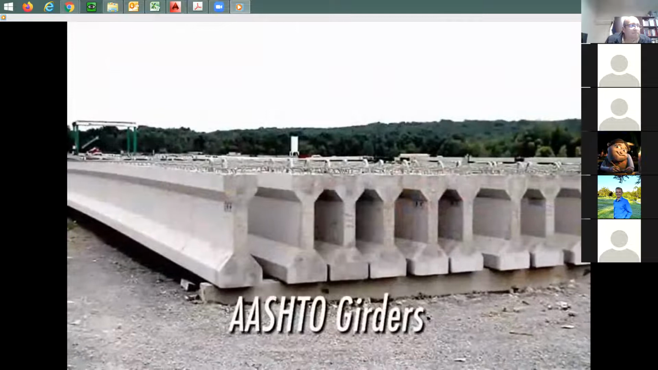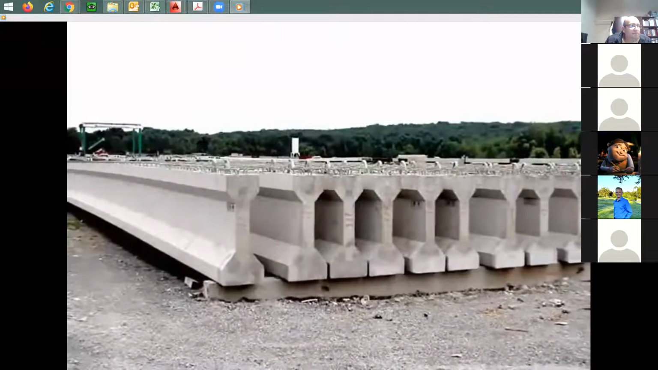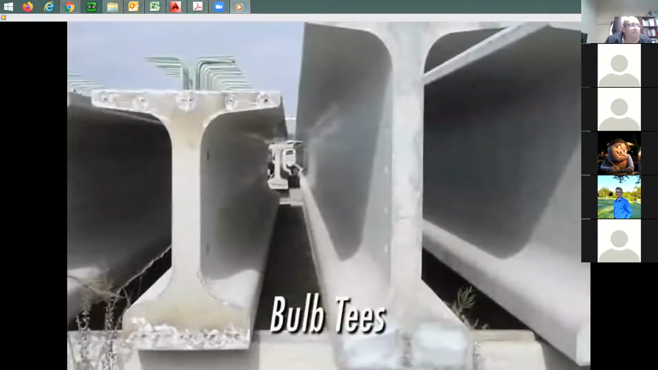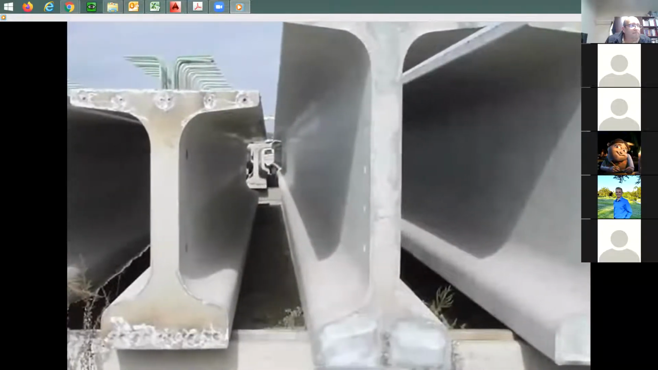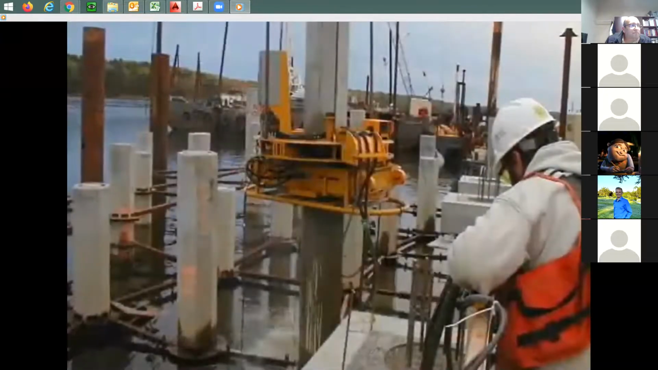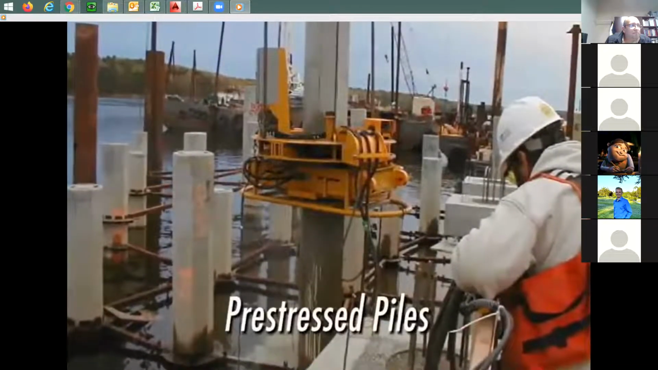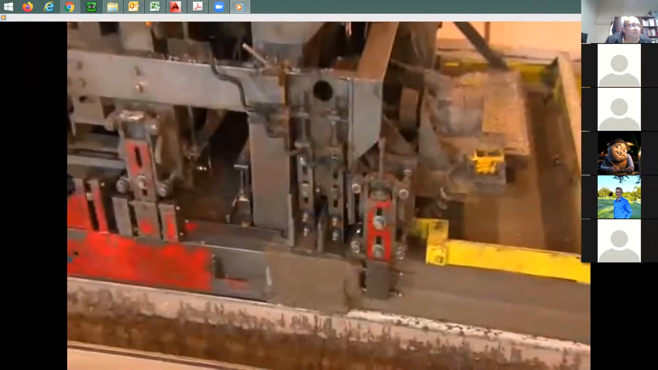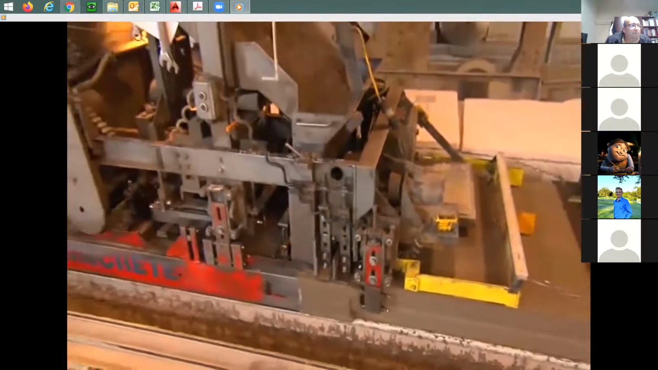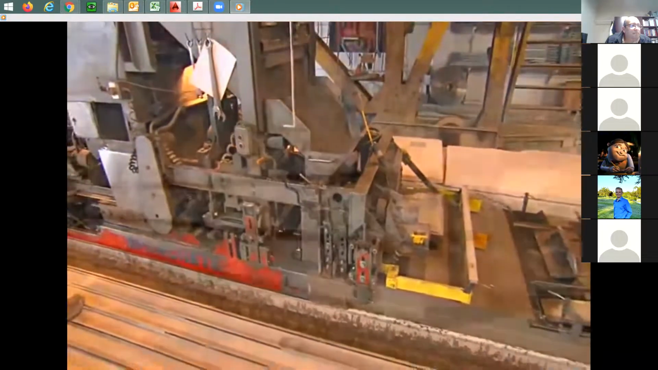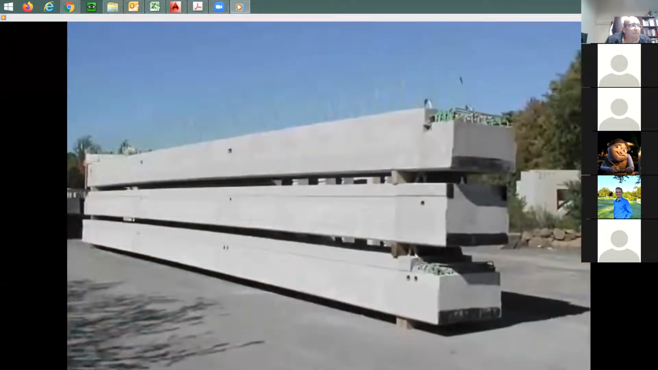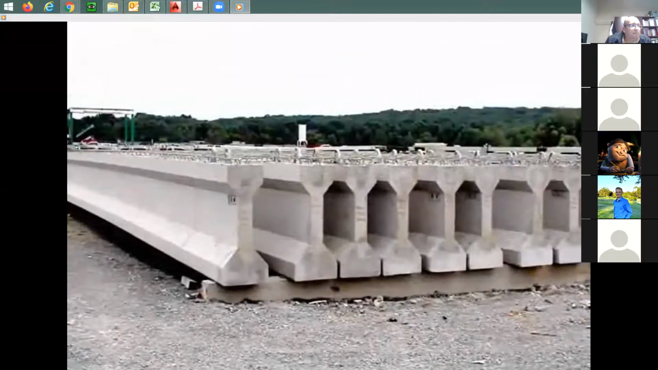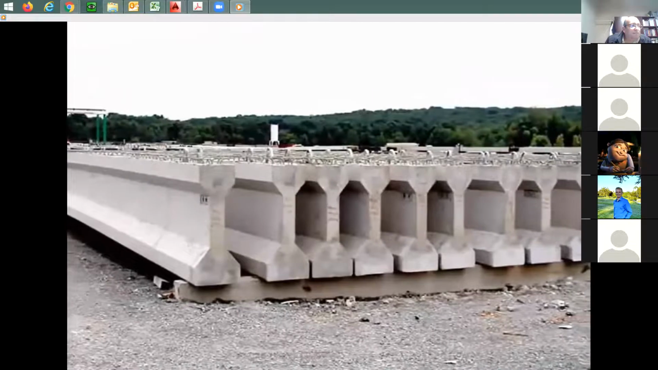Standard AASHTO girders, which are used in long span bridge construction. Standard bulb tees are also used in long span bridge construction. Pre-stressed piles that support any type of building in areas that have unfavorable soil conditions. As you can see, there are many types of pre-stressed products available. The variety of products that can be pre-stressed in a long line operation is almost unlimited and is up to the imagination of the design professional.